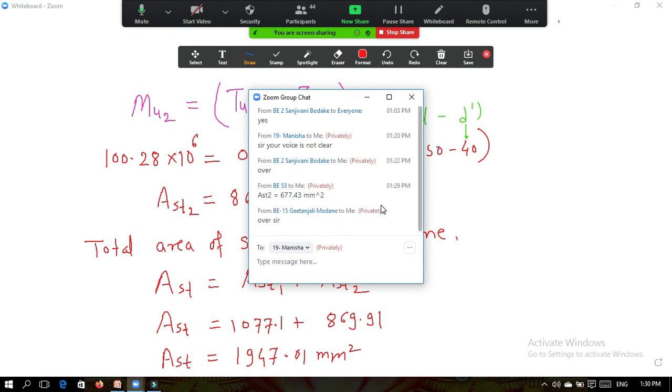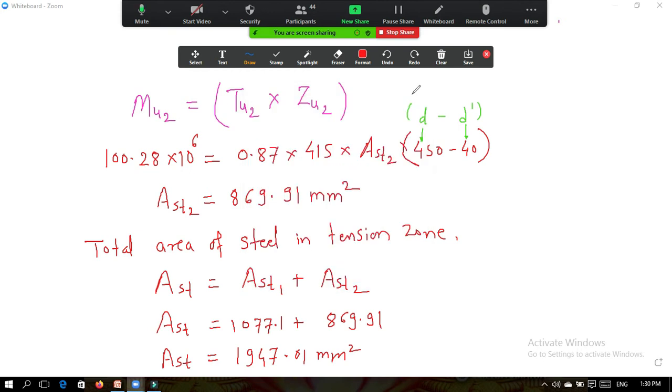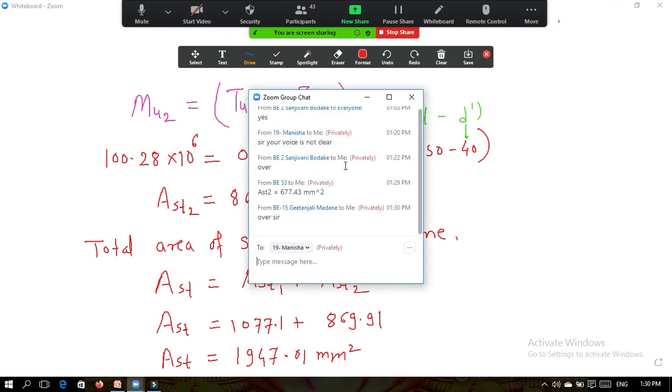So I am getting the answer. Somebody is telling me that AST2 is 677.43. Please check the value of AST2 once again. Yes, sir. मग तुम्ही एवढा वेळ शांत का बरं बसला, एवढं चुकीचं कॅल्क्युलेशन होईपर्यंत? हा, 677.42 is the correct answer. कुठला आन्सर करेक्ट आहे, 869 का 677? 677.42.